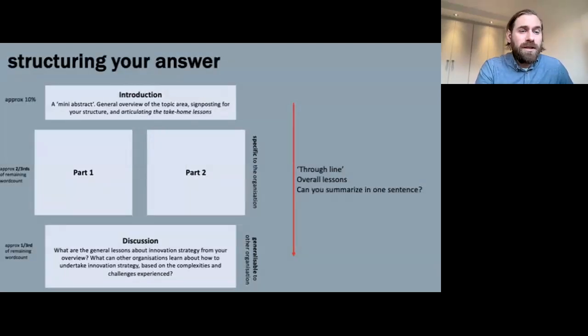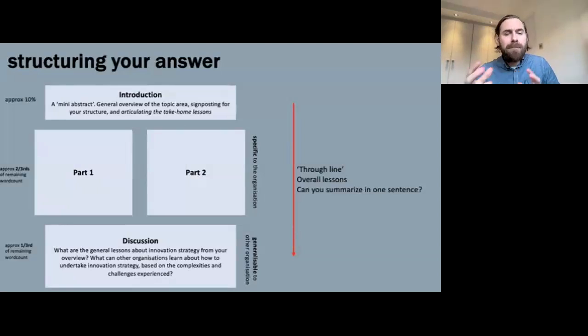Well, you wouldn't go through everything you've spoken about in part one and part two. You would probably summarize that and bring that all together by discussing your discussion points. So talking about, okay, well, actually, the main thing I've learned about innovation strategy is it is important to have this contextual awareness because blah, blah, blah, blah. So in that discussion, that is where you're giving some of that complexity.